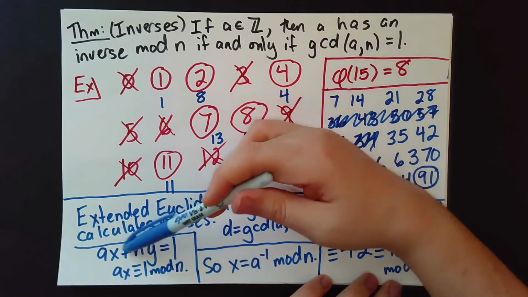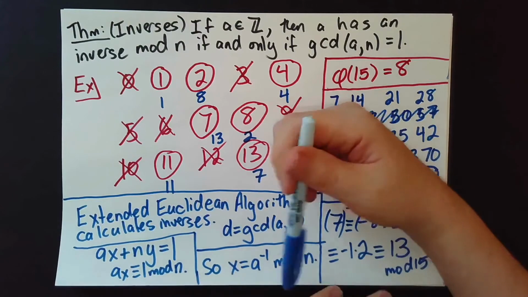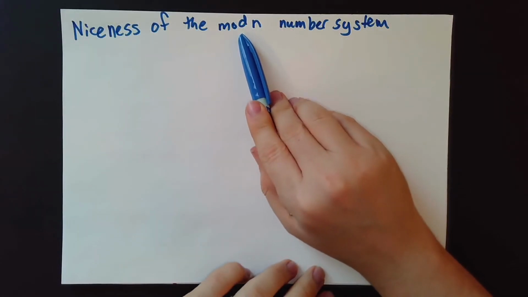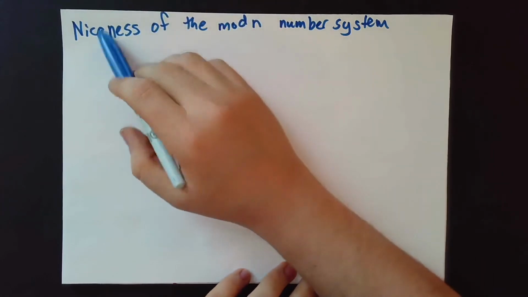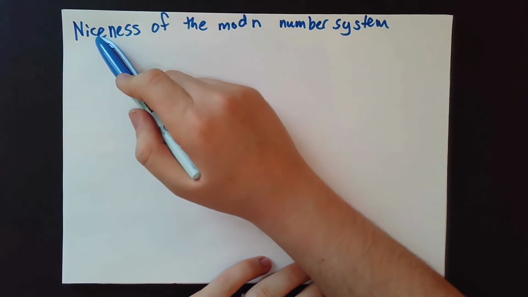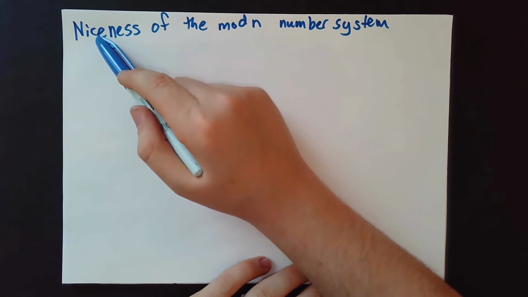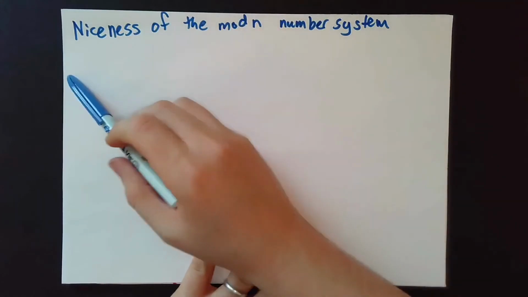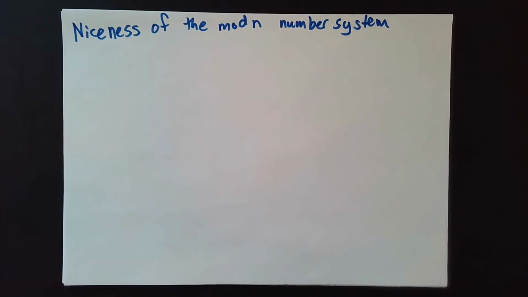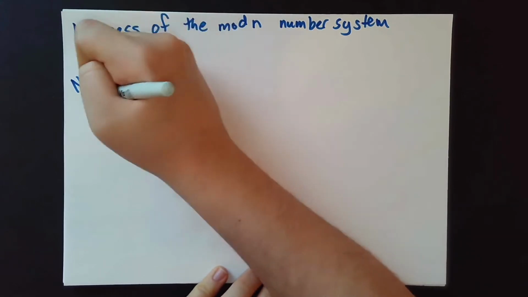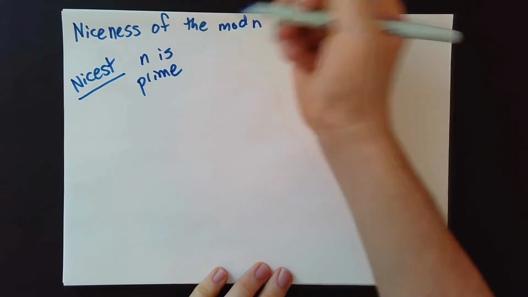So for every n, we get a mod n number system. But those number systems are not all equally nice. And here, when I use the word nice, what I really mean is more like the real numbers, so more like the kind of algebra and calculations that we're used to. So there's a spectrum for how nice this is going to be, where on the nicest end of the spectrum, we have that n is prime.